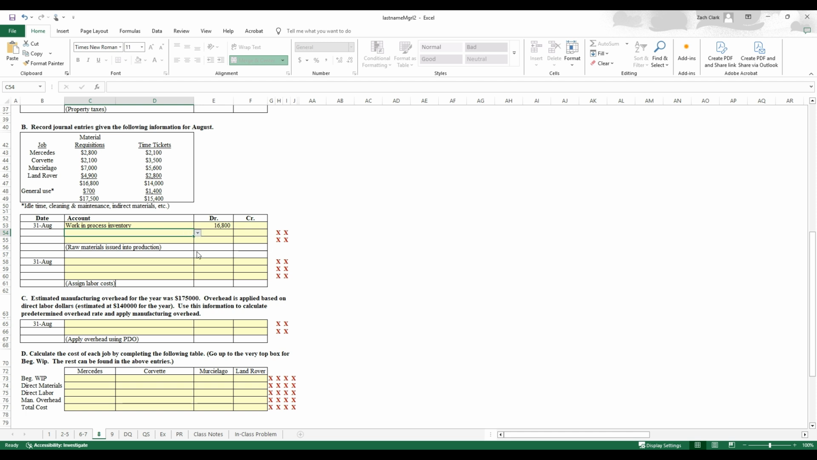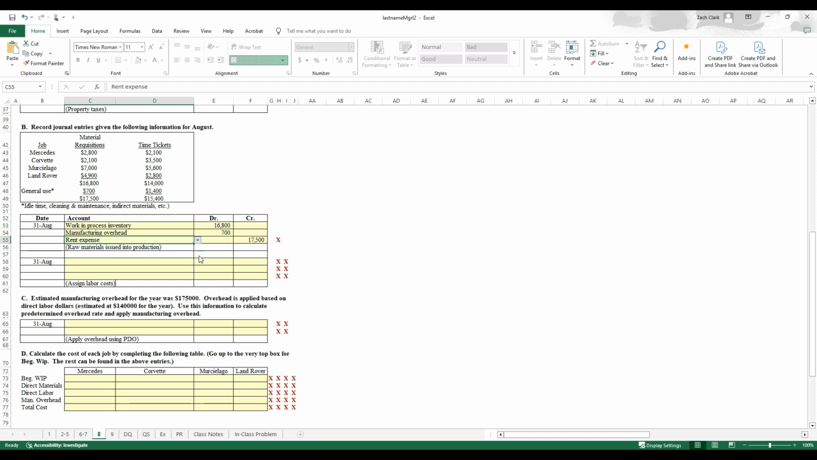Our manufacturing overhead, we want to increase that, as we've got 700. That is our general stuff: indirect materials, cleaning, maintenance, idle time, just random stuff, basically. Other manufacturing overhead costs. And what we're going to be taking this out of is our raw materials inventory account. So that'll be the total.